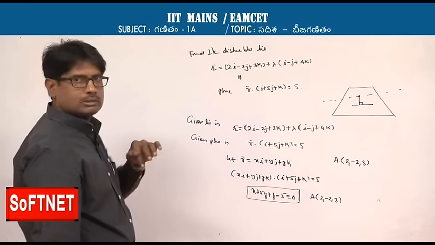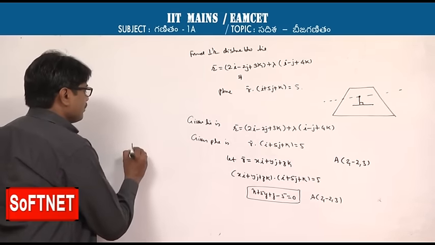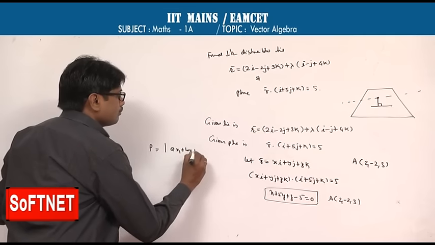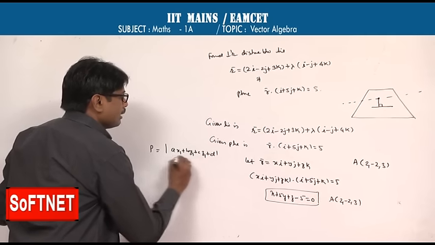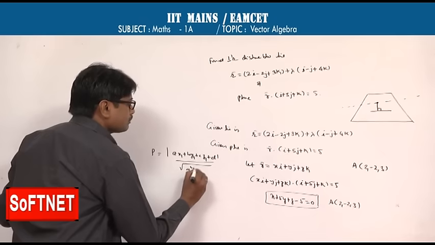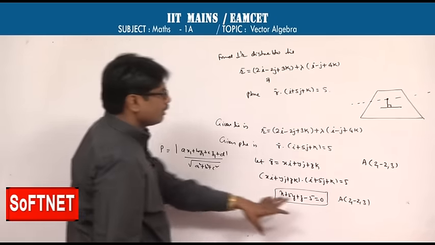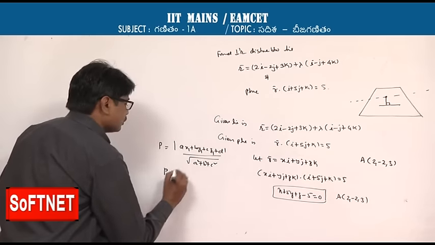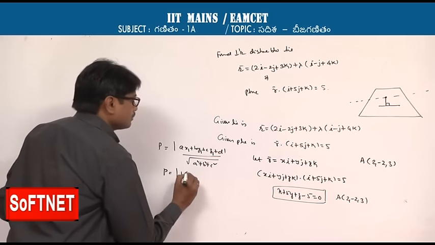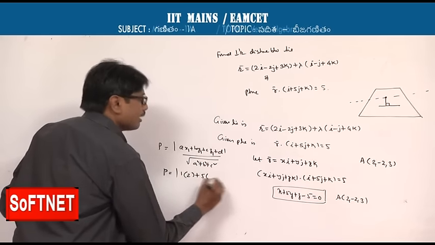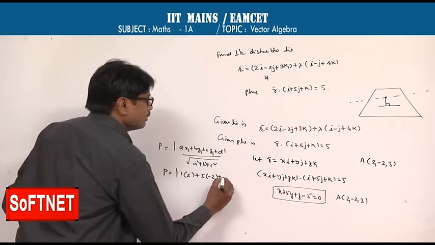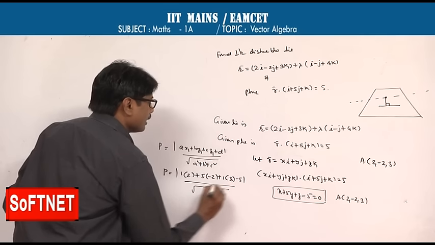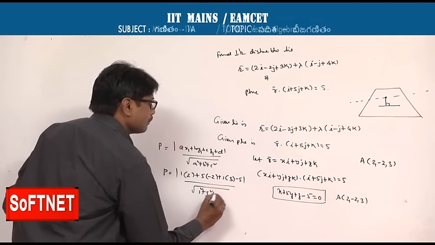In 3D geometry we learned that the perpendicular distance from a point to the plane will be p is equal to modulus of ax1 plus by1 plus cz1 plus d divided by root of a square plus b square plus c square. That is, the distance between this point and this plane, p is equal to modulus of 1 times 2 plus 5 times minus 2 plus 1 times 3 minus 5 divided by root over 1 square plus 5 square plus 1 square.